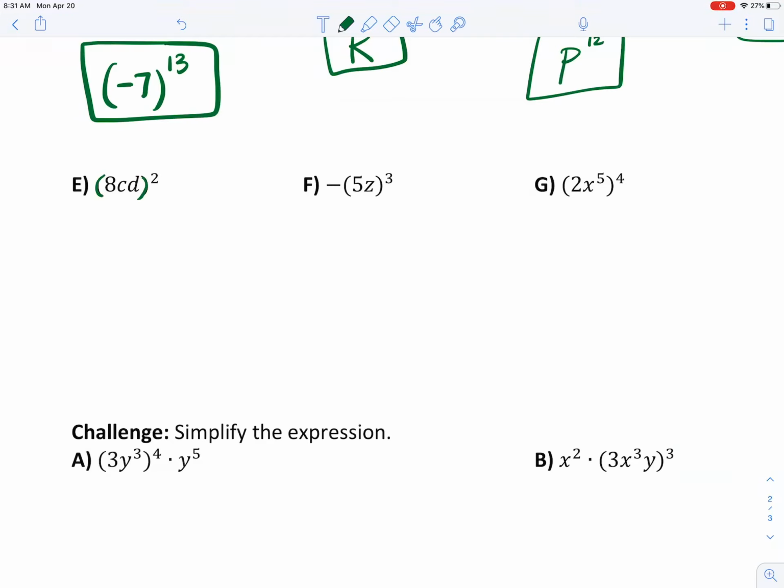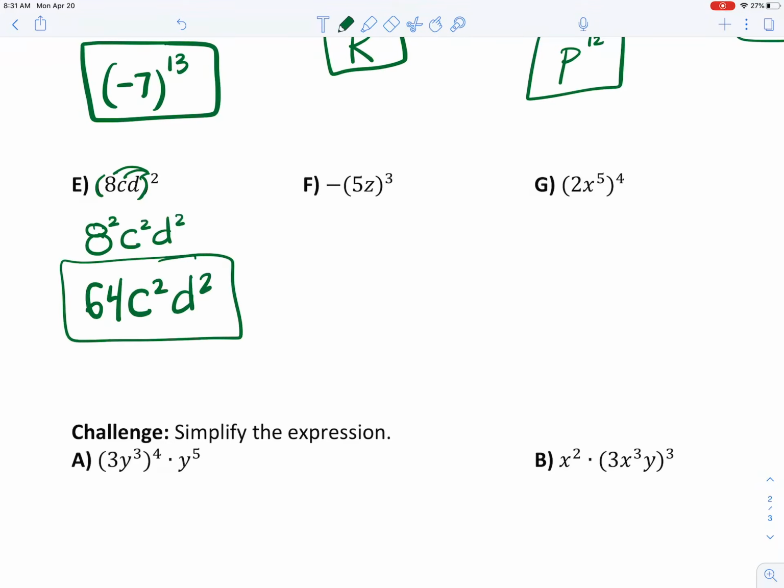Okay, letter E, we've got this whole thing to the power of 2. So we're going to distribute those two. So we have 8 to the 2, c to the 2, and d to the 2. Now 8 squared is a small number that we can just quickly do. So another way to write that would be 8 times 8 is 64. C squared, d squared.